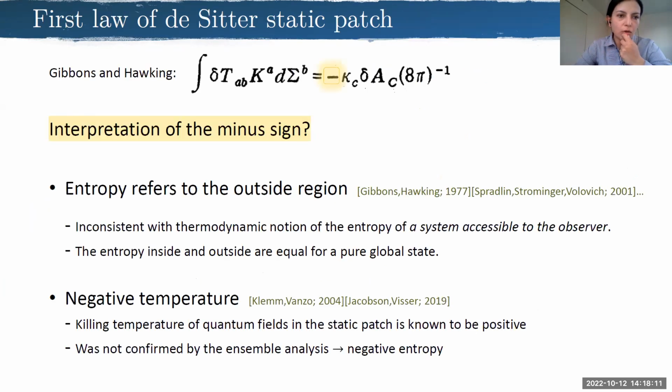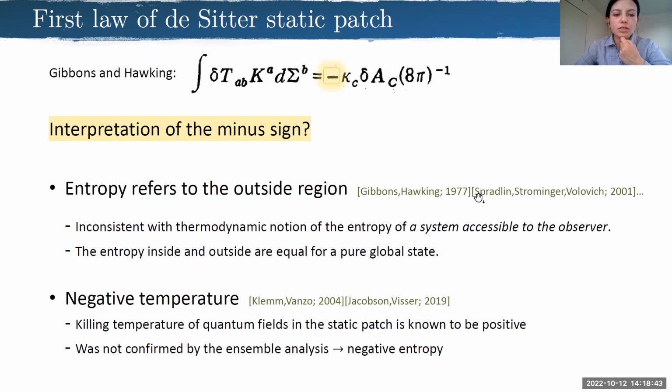So now I'm going to go to the first law of de Sitter space. As I was saying, there is this mysterious, or at least not very well interpreted in our view, minus sign here. There have been a few interpretations of this minus sign in the past literature. One interpretation was that maybe the entropy actually refers to the outside region. This was argued by Gibbons and Hawking themselves and other people.